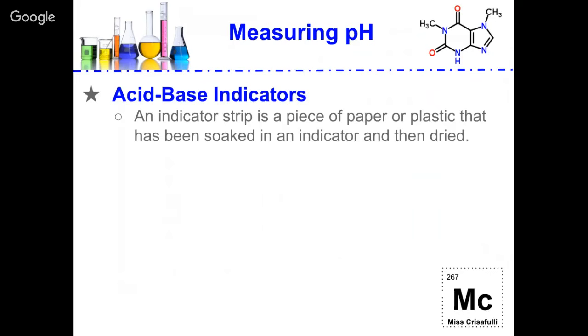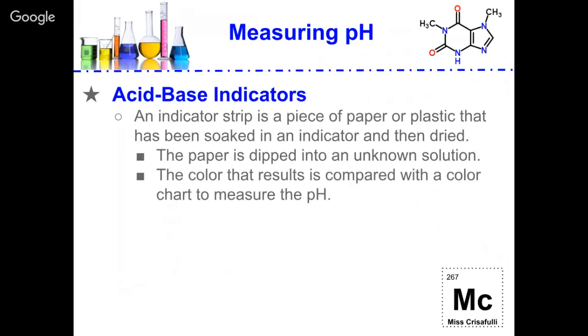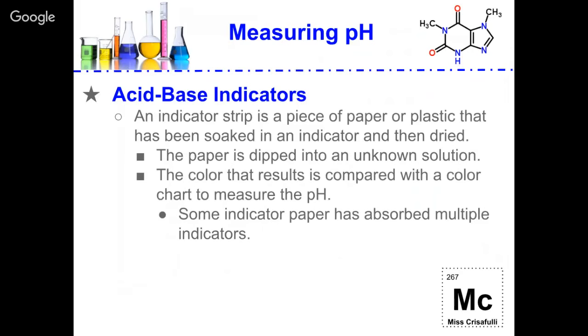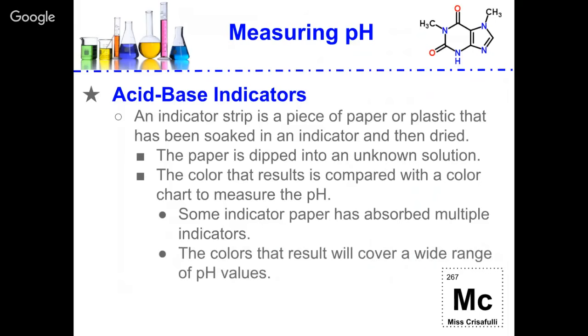You can also use indicator strips, which are pieces of paper or plastic that have been soaked in an indicator and then dried. The paper is then dipped into the unknown solution, and the color that results is compared with a color chart to measure the pH. Some indicator paper has absorbed multiple indicators, and the colors that result will cover a wide range of pH values.